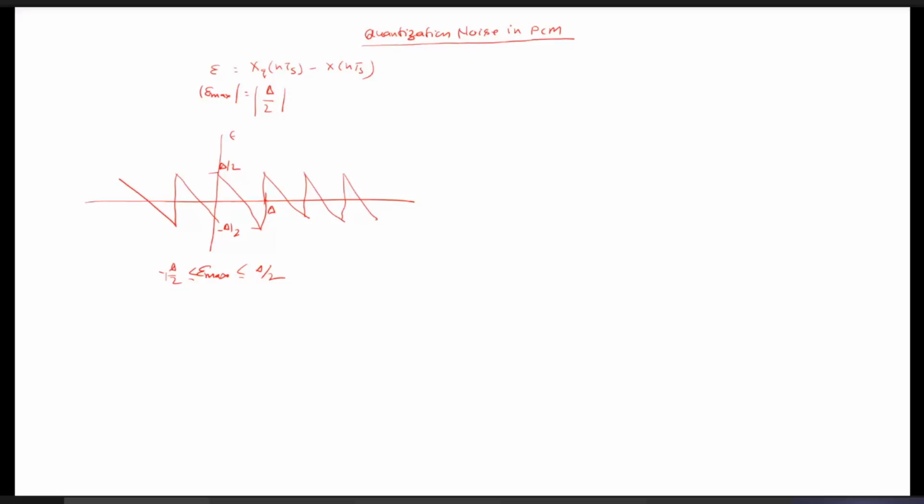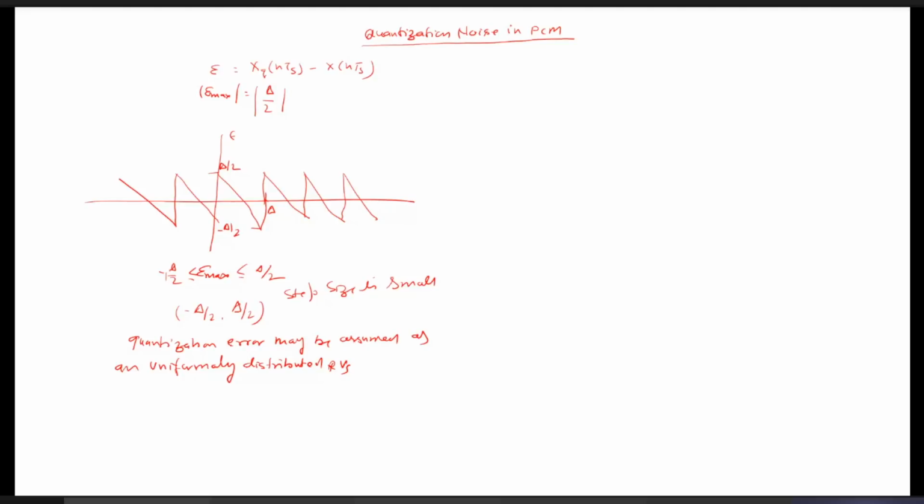If the step size delta is very small, then over the interval of minus delta by 2 to delta by 2, the quantization error may be assumed to be a uniformly distributed random variable, as I told you earlier.